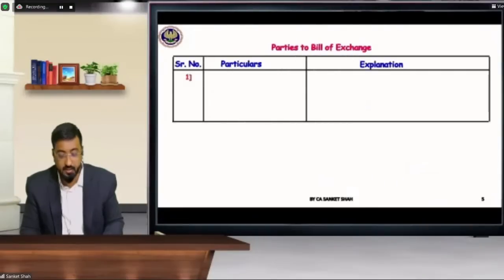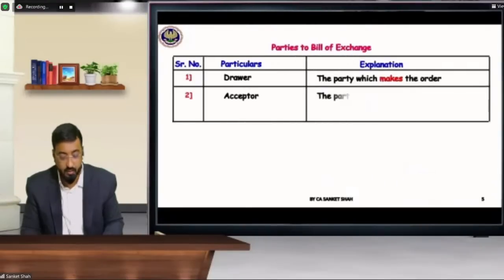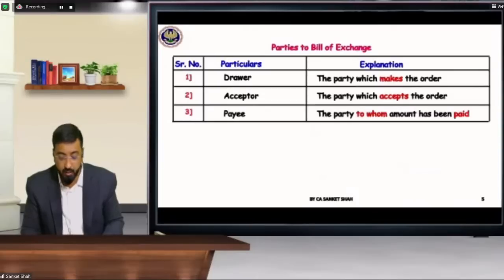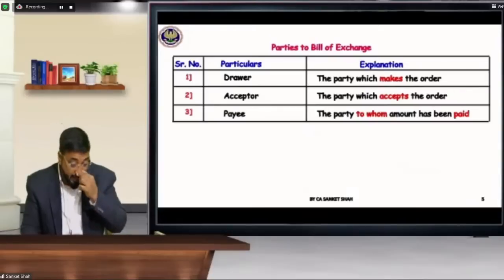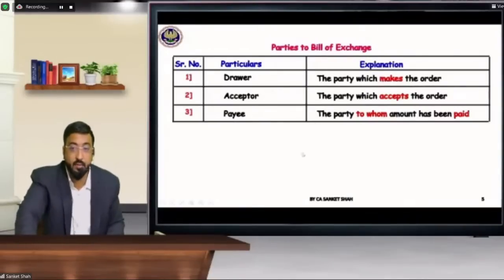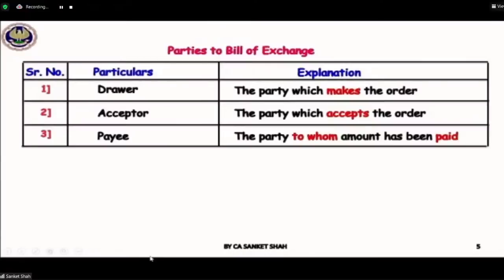So this is a summary for you. Yes, you can write it. Drawer is the party which makes the payment, and acceptor means drawee who accepts the bill, and payee is a person to whom the bill is being paid. Yes, you can take a screenshot if you want. Yes, how many parties are there? Drawer, drawee. Chalo. Now let's move to the important part.